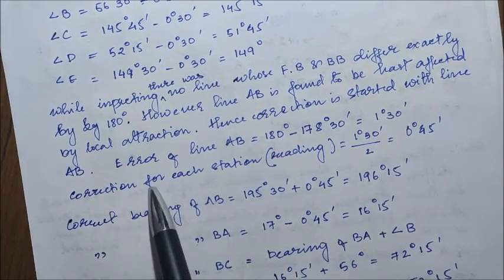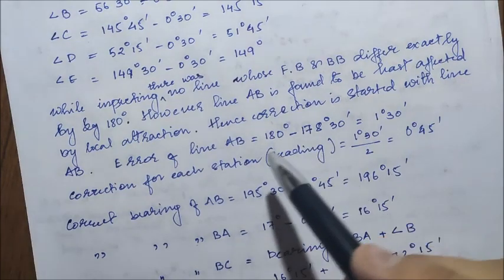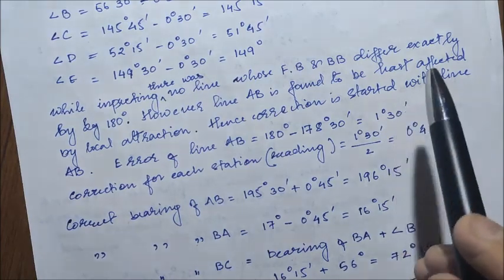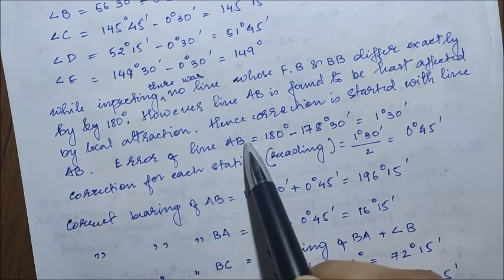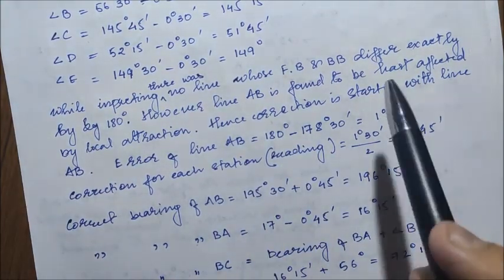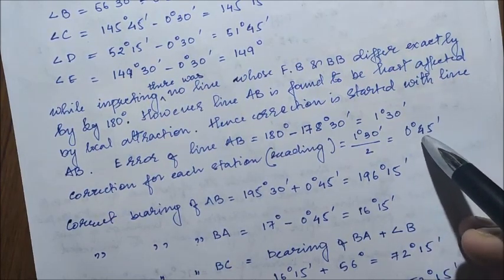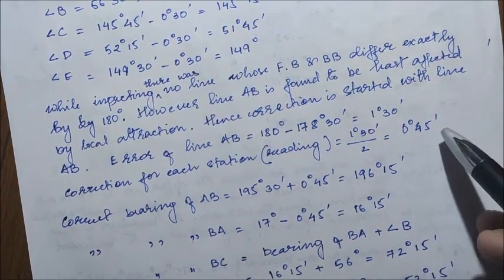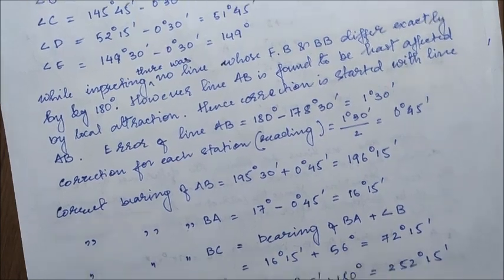Now, again, the correction for each station. This correction has to be applied for each station, that is station A and station B. If we have the line AB, then it has to be corrected for station A and station B. Now, how will we correct it? We will add 0 degree 45 minutes to station A, that is for the bearing of AB, and we will subtract 0 degree 45 minutes from the back bearing of AB, which is done here.